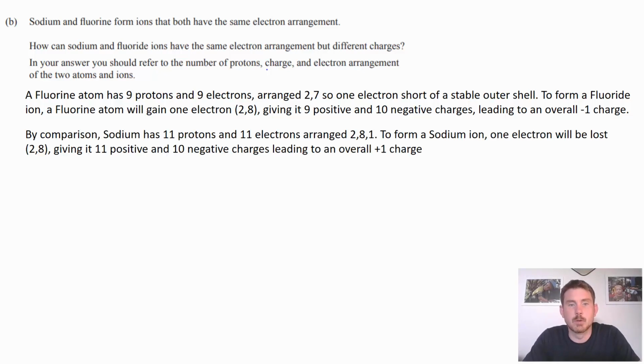Sodium, however, has 11 protons and 11 electrons in its atomic state, and they're arranged 2, 8, and 1, so 1 in the outermost shell. To make an ion, it's going to lose that outermost electron, leaving it with the electron arrangement 2, 8, the same as the fluoride ion. That gives sodium 11 positive charges and 10 negative charges. And because it's got 1 more positive charge or proton than electrons, it gets an overall +1 charge. Now that answer would be around about an excellence level in your exam.